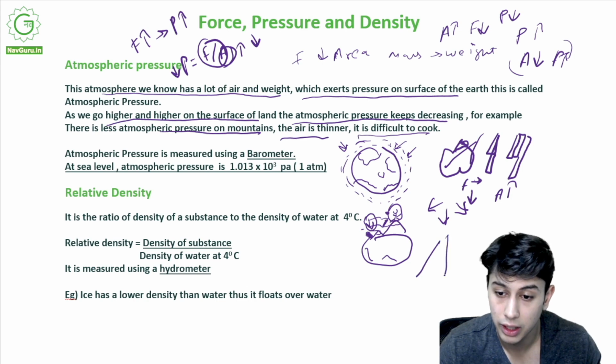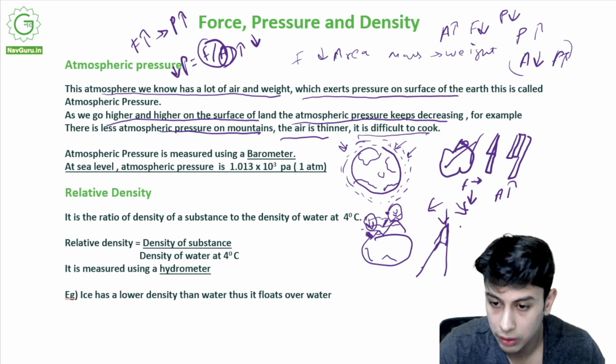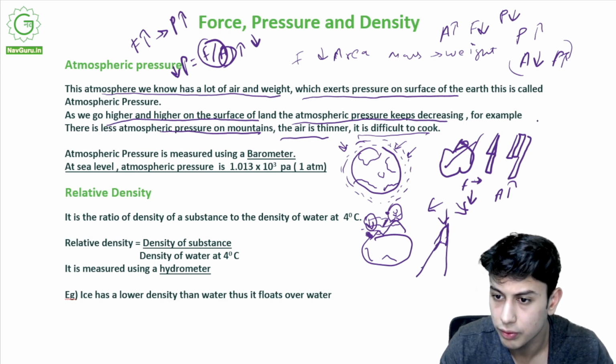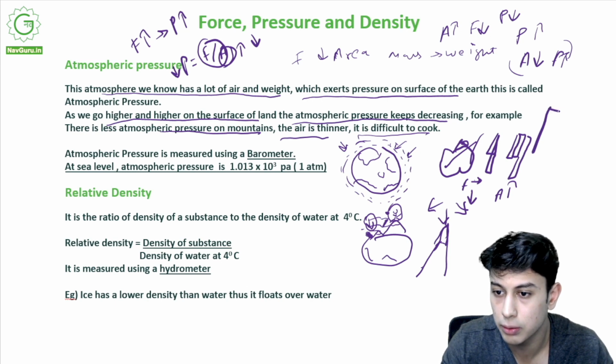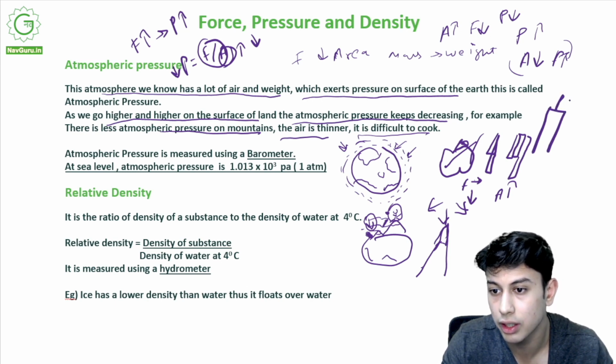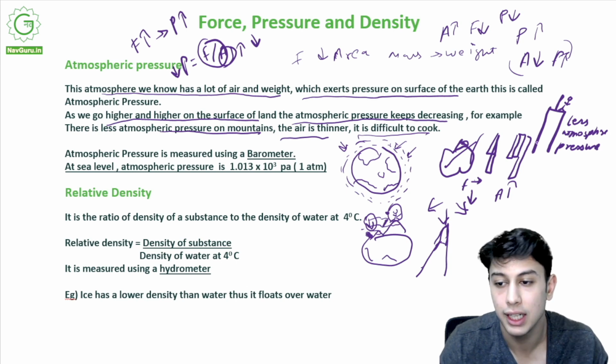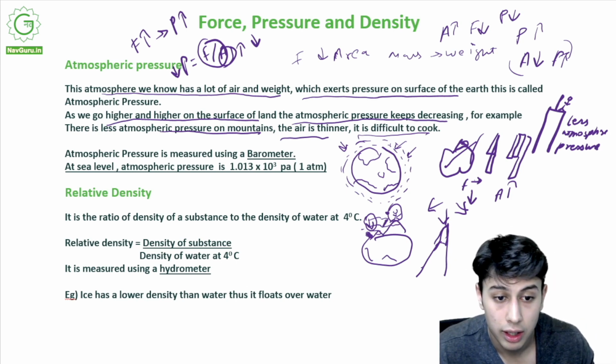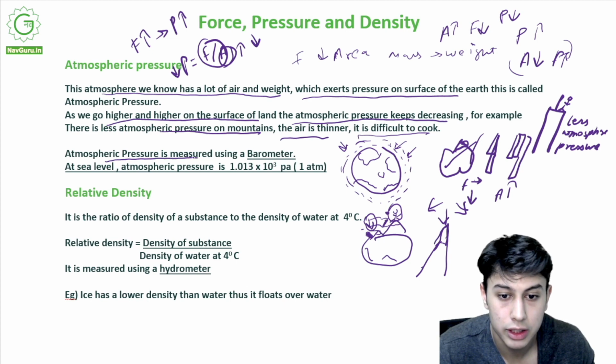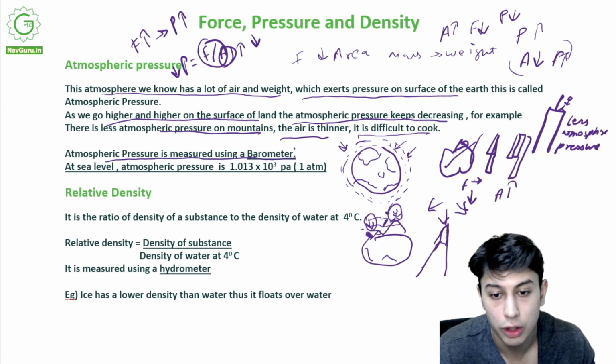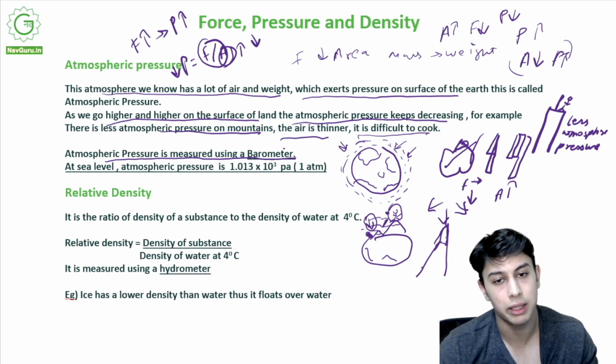If there is a building, supposedly a tower, I'll draw it. If you are over here, there is less atmospheric pressure. Atmospheric pressure is measured using a barometer. Do keep in mind, because devices can be asked.